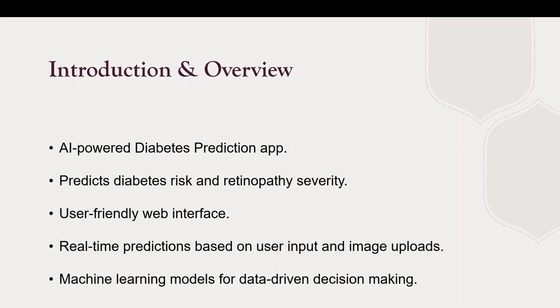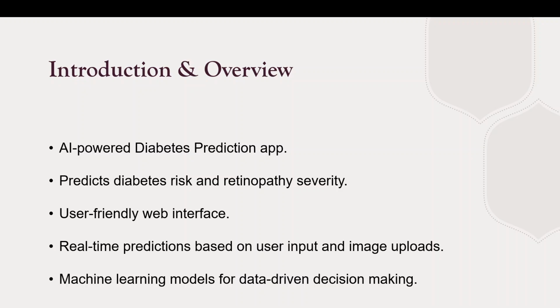This app predicts the likelihood of diabetes using data like BMI, glucose, insulin, and a few other key parameters that the user will enter. It also has a feature to upload retinal images to predict. It helps healthcare providers diagnose diabetes and retinopathy. So it predicts diabetes risk from user input and retinopathy severity using images that the user will have the option to upload. I've used random forest, XGBoost, and CNN models for the predictions.